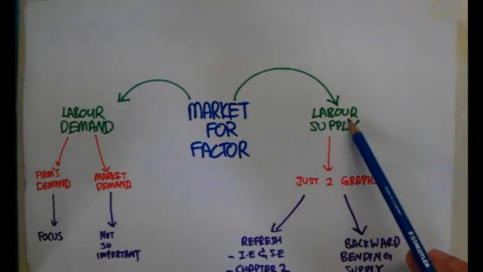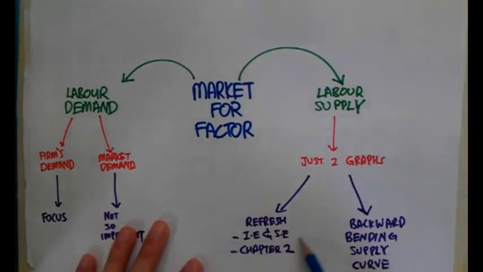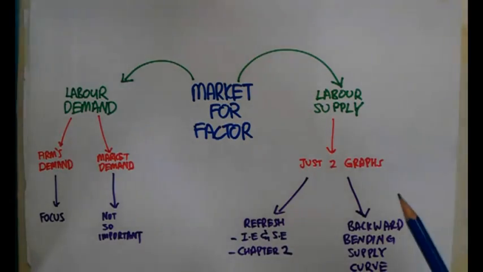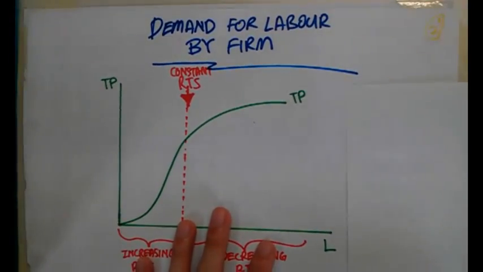Now we talk about labor supply. We just need two graphs for this. I will need you to refresh on your chapter 2. I need you to know your income effect and your substitution effect very well. And there will be another graph called the backward bending supply curve. This is something new that you'll be learning today. So if you're not very sure on the IE and the SE, I suggest that you pause this video right now and go back to chapter 2 and have a quick refresher. Let's begin with the demand for labor by the firm.